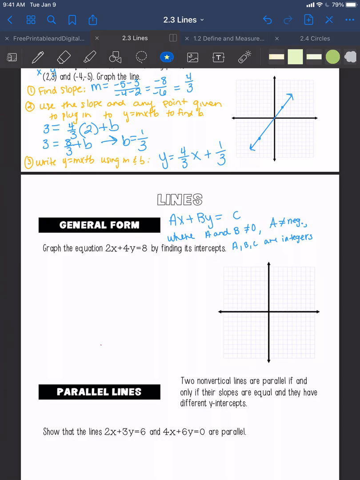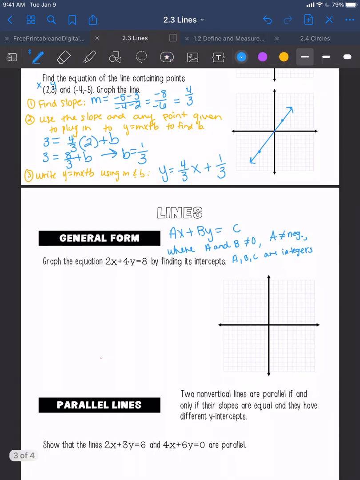Alright, so here we're asked to graph the equation 2x plus 4y equals 8 by finding its intercepts. So our x-intercept, remember we plug in 0 for y. 2x plus 4 times 0 equals 8. That's 2x equals 8. So x is 4. So (4, 0) is the x-intercept.